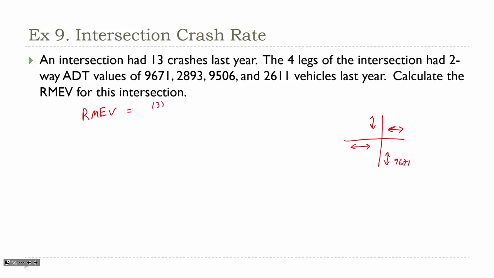So we're going to have 13 times our million, divided by 9671 plus 2893 plus 9506 plus 2611, divided by 2.